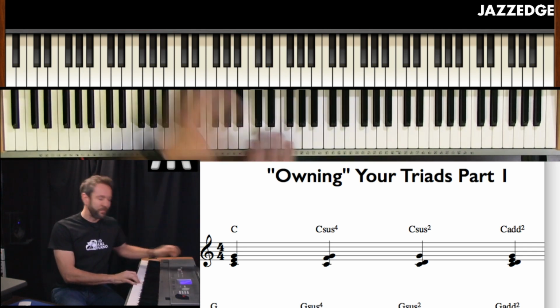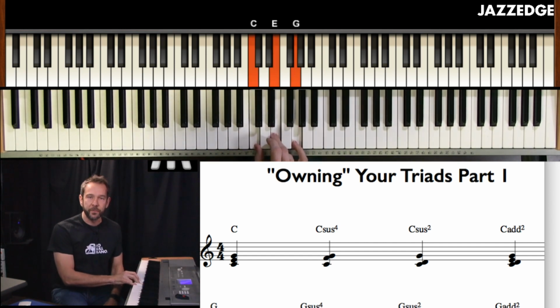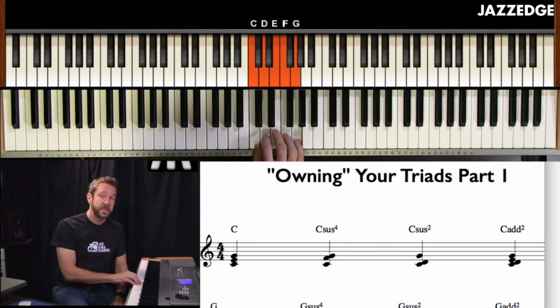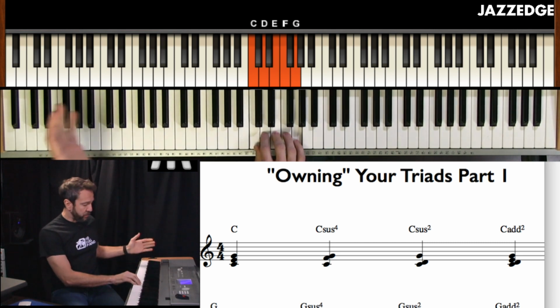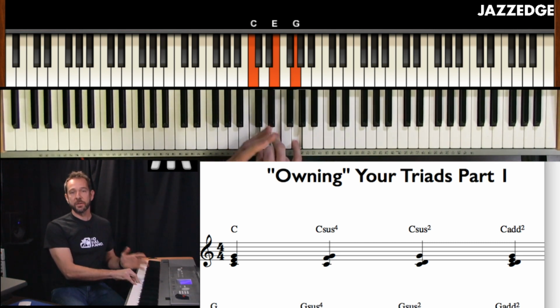Your C major triad. You've seen plenty of videos on this, all right? So basically it's the 1, 3, and 5. If we take our C major scale, or at least the first 5 notes of the C major scale, that's 1, 2, 3, 4, 5, then we could just take the first, third, and fifth notes of the scale, and that is our C major triad.